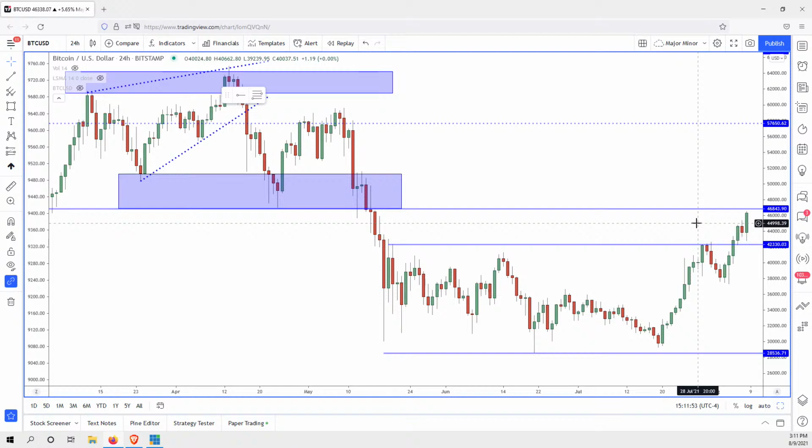Now, this is the worst place you could be buying Bitcoin. So if you missed it, no problem. This is what you need to do.